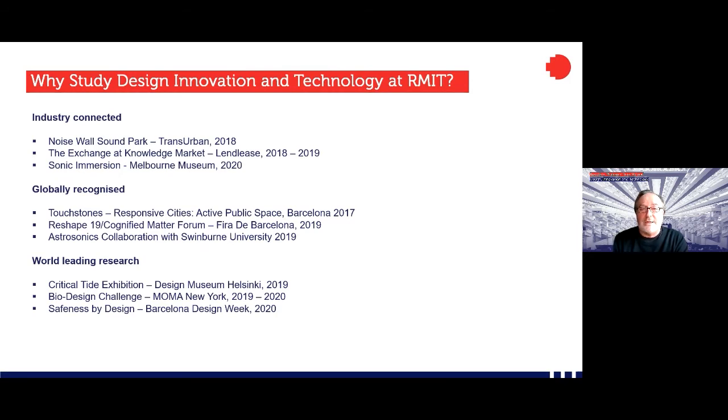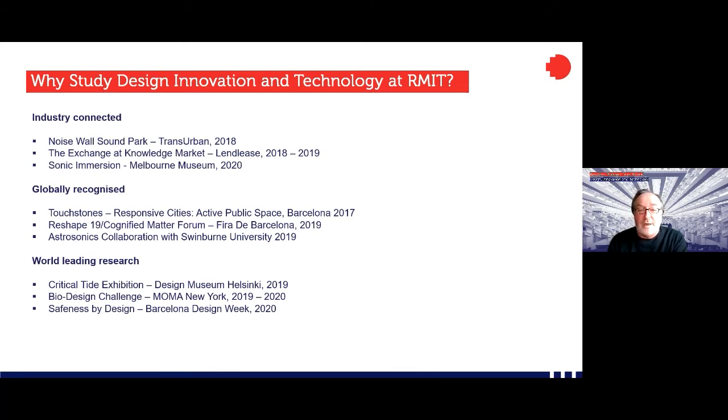So very quickly, why studying design innovation technology at RMIT? Industry connected. These are some of the projects we've been doing recently. We worked on a noise wall sound park for Transurban in 2018. For 2 years, we developed the Exchange at Knowledge Market, which was an urban living lab for Lend-Lease, and we're currently working on a series of sonic immersion projects for Melbourne Museum. We've done globally recognised projects such as the Touchstones project, which was an interactive artwork for the city of Casey, but was then shown and published in Barcelona.